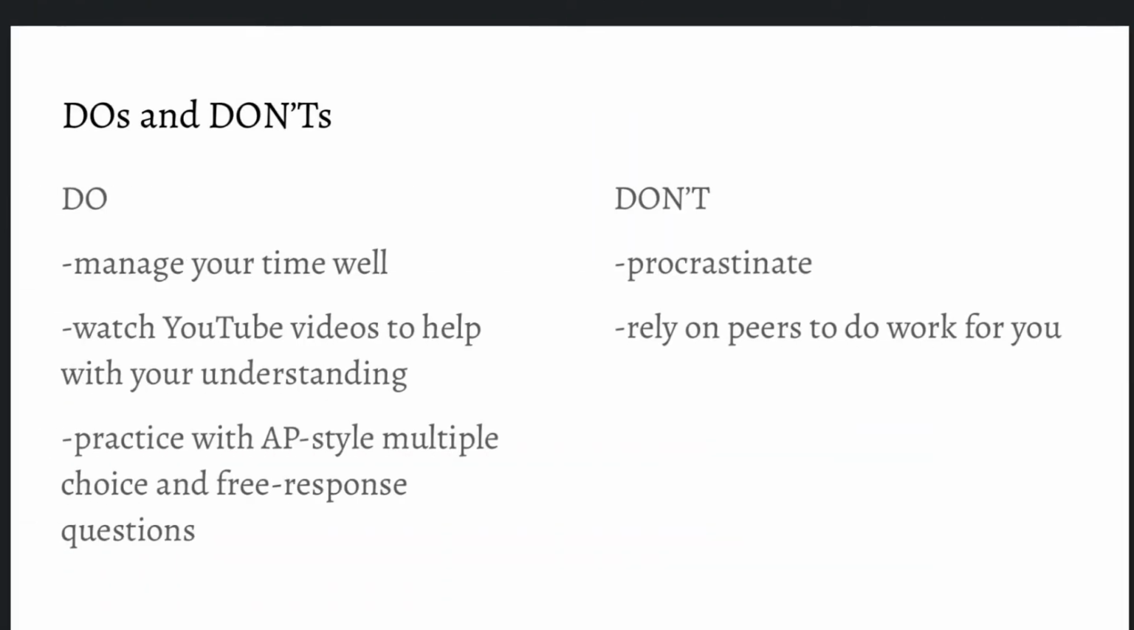Listed below are some do's and don'ts. Do: manage your time well. Make sure to keep up with note-taking. Watch YouTube videos to help with your understanding, especially videos that explain processes such as the biogeochemical cycles, formation of fossil fuels, and global wind patterns. Also, do practice with AP-style multiple choice and free response questions.